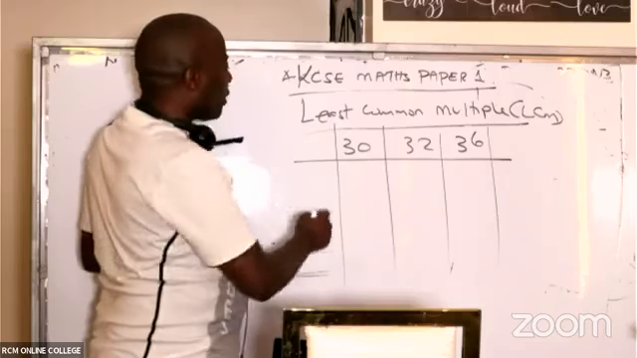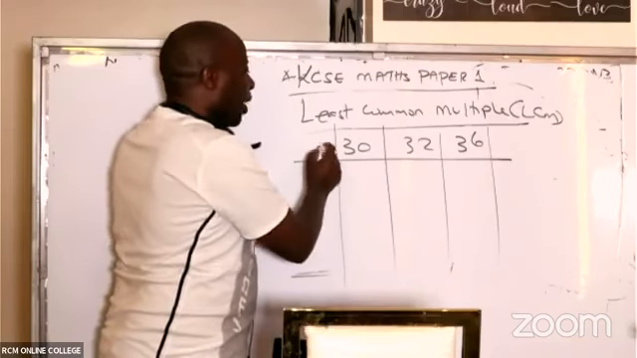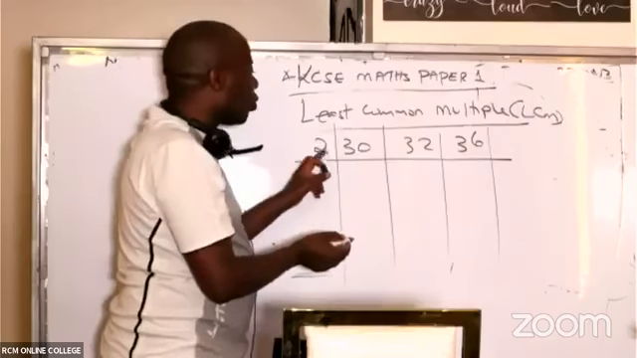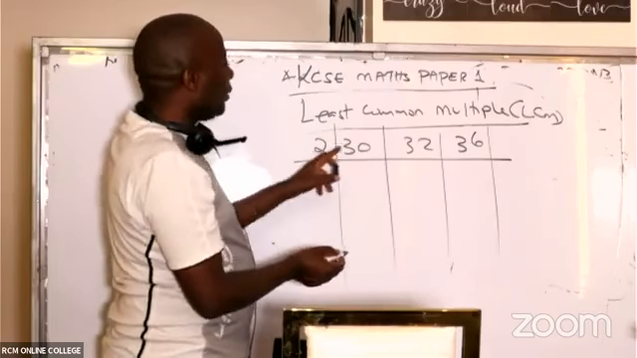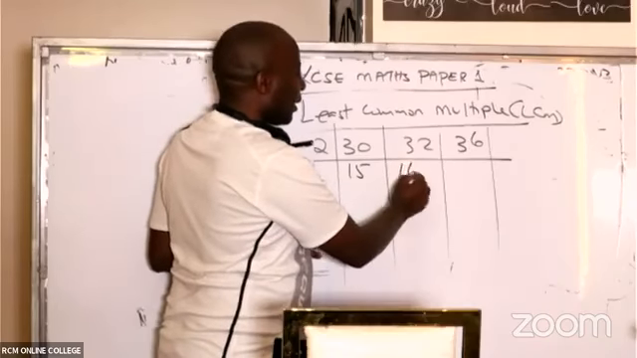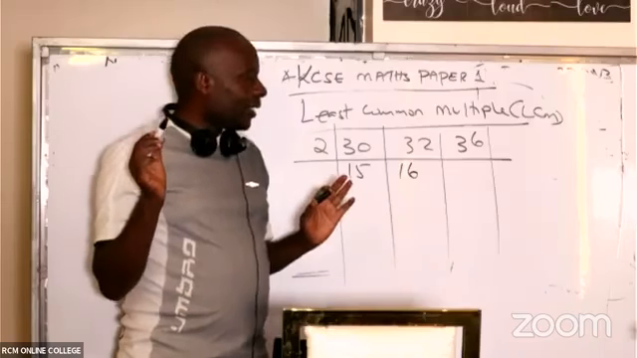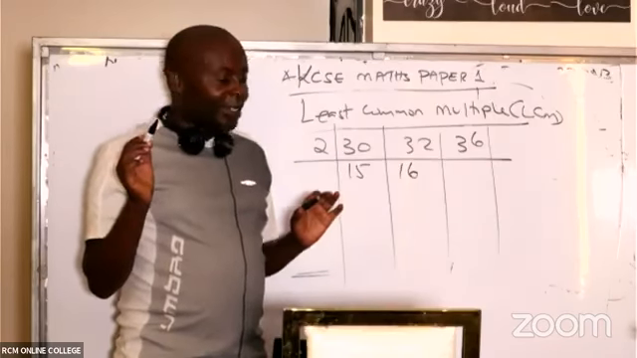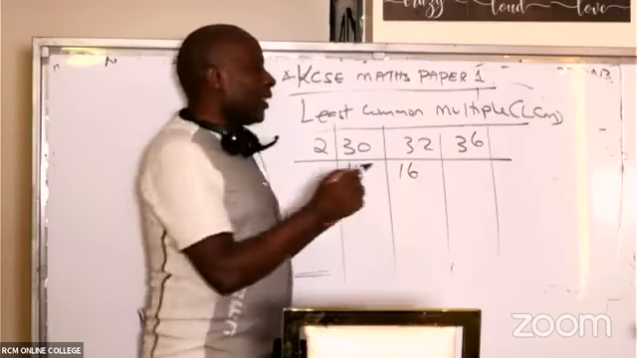So tabular approach, the smallest prime number is 2. Here you can have remainders. You don't have to get 2 going into each one of them. Here we are lucky. We have 2 going into each one of them. So 30 divided by 2 is 15. 32 divided by 2 is 16. How about 36 divided by 2, the last one? 18. So we are lucky.